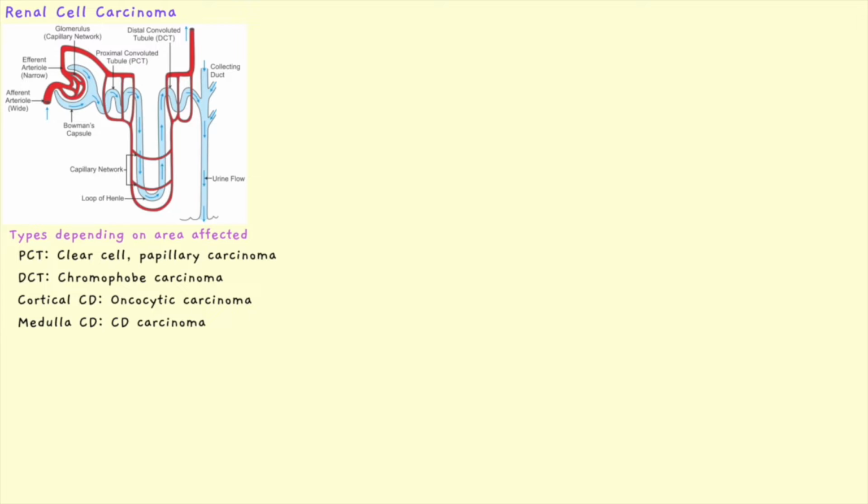This image recaps the different sections of the nephron, so the glomerulus, proximal convoluted tubule, loop of Henle, distal convoluted tubule, and the collecting duct.